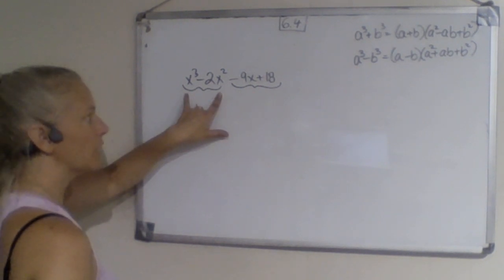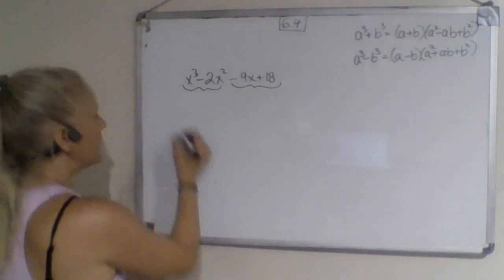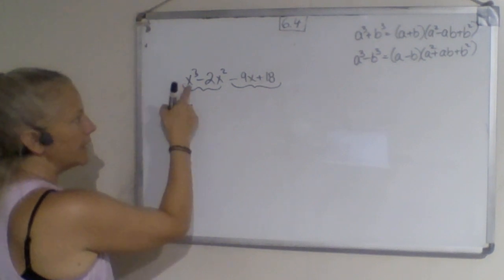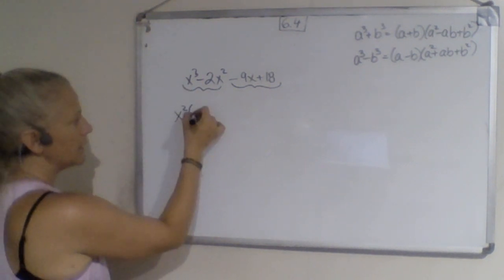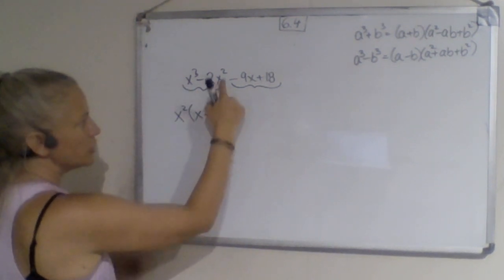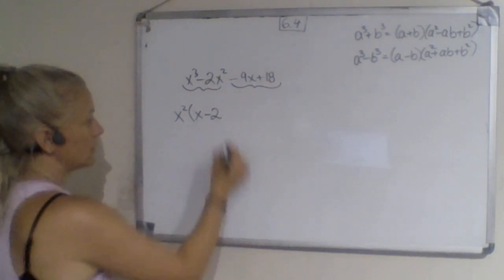What did the first two have in common? An x to the second power, right? That can come out. I had an x to the third. I took an x to the second. 1x is left. Minus 2. These, I took everything out. There's nothing else left, right?